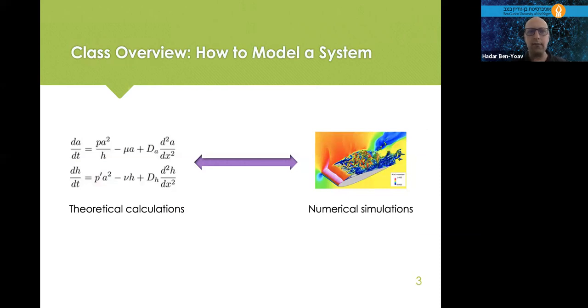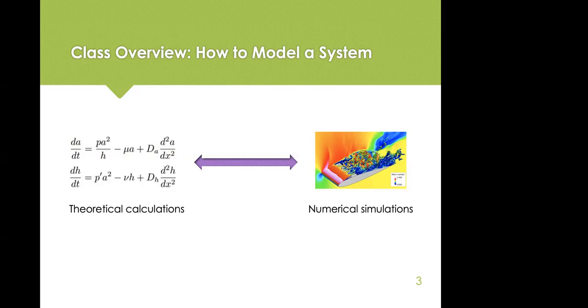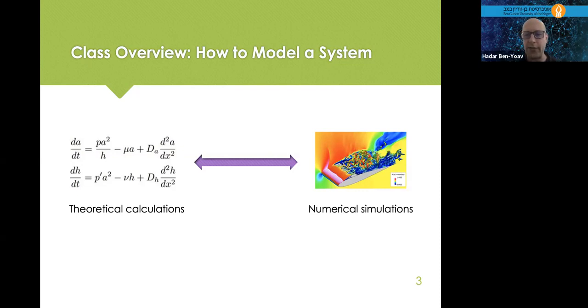So there are different types of simulations and modeling. We know the theoretical calculations that provide us a mathematical solution. And sometimes we would prefer to do numerical simulations when, for example, we cannot solve the equations, or when we would like to know some complex interactions between multiple equations or physics.